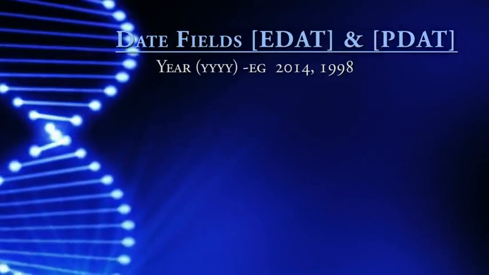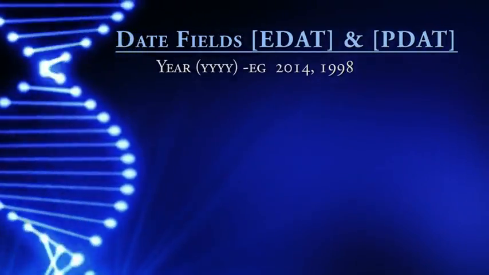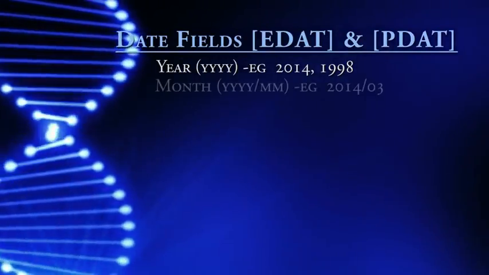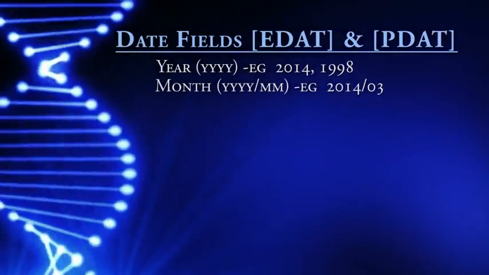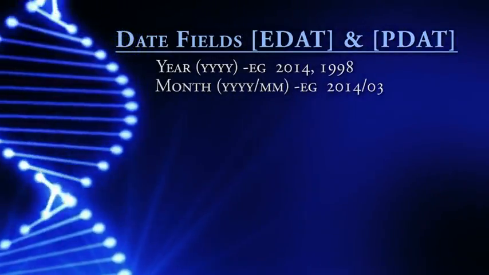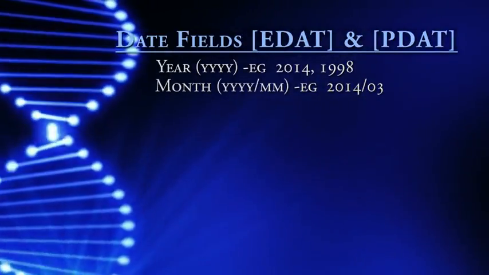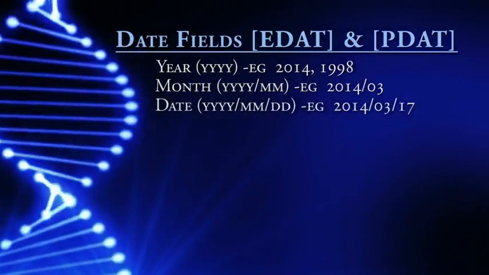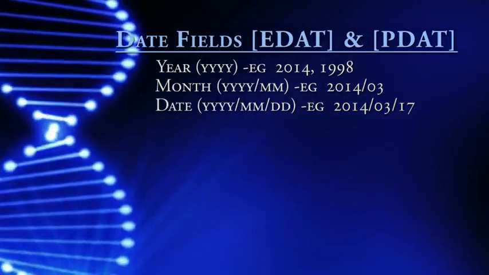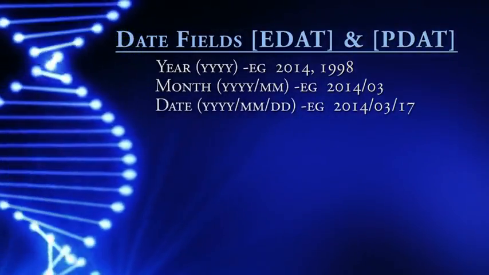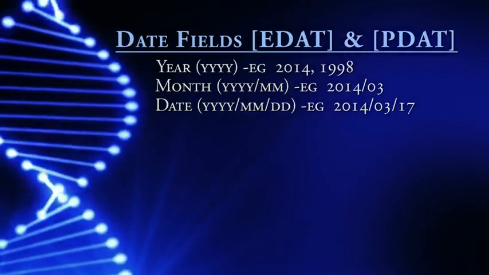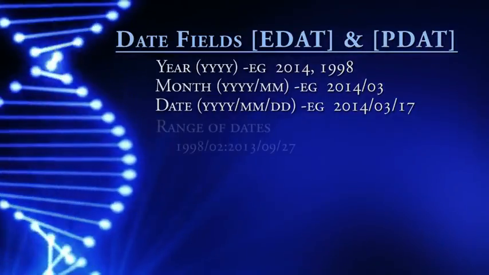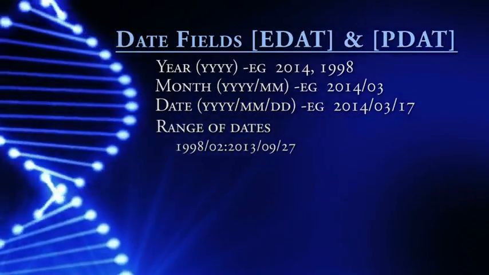2014 will limit you to the entire year 2014, or 1998 for the entire year 1998. Year/month: 2014/03 will give you all of March 2014. Finally, the specific date: 2014/03/17 gives you March 17th, 2014. It's most commonly used in a range of dates.